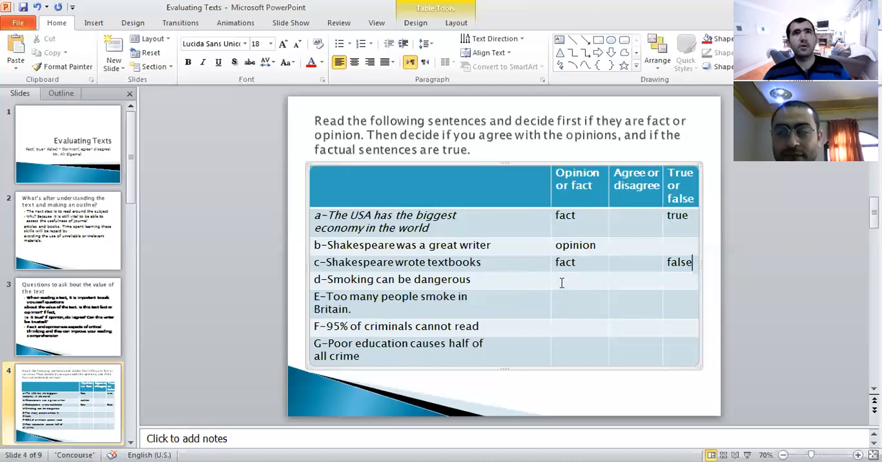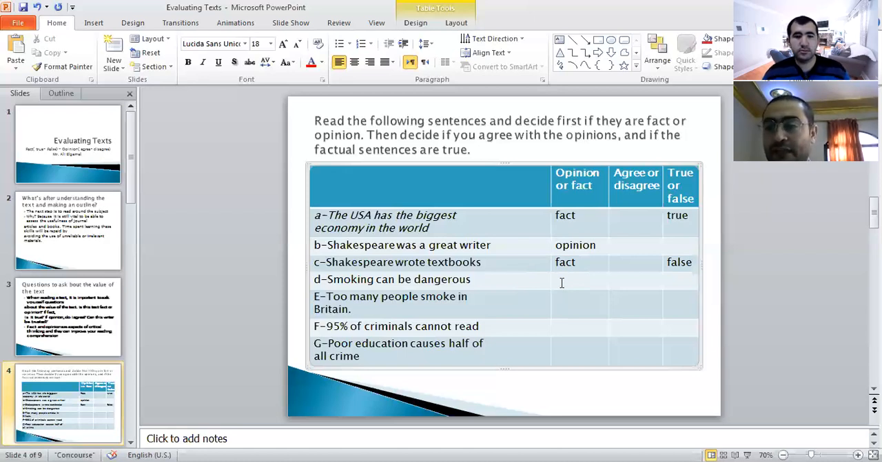Smoking can be dangerous. I think it's a fact because it's dangerous. Yes, I think it's true. We have real information about smoking.